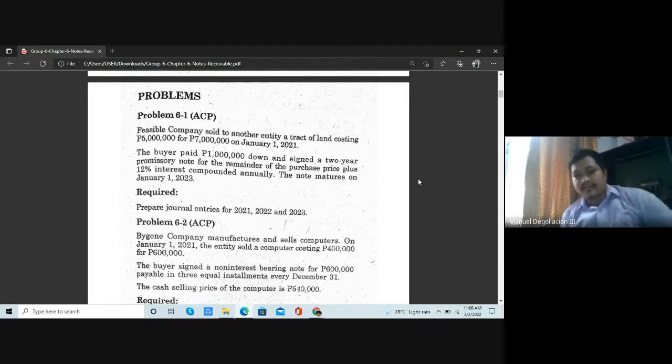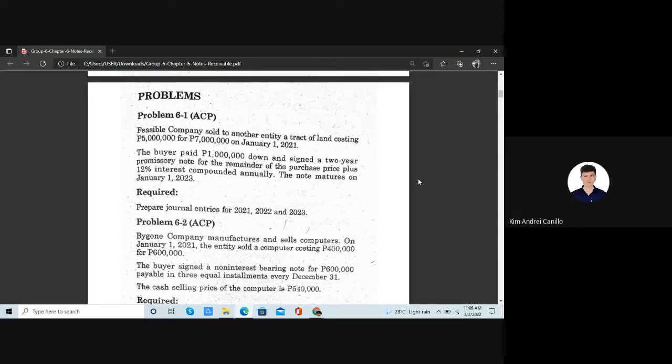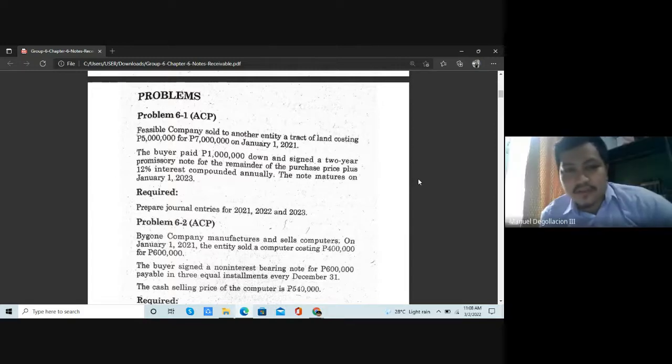And then I deduct the 5 million, the cost of the land, sir. So 7 million minus 5, that would be 2 million, sir. Gain on sale. Okay, thank you. So that's how you will normally be computing for gain on sale, class. The selling price minus the cost or the carrying amount of the asset in our books.